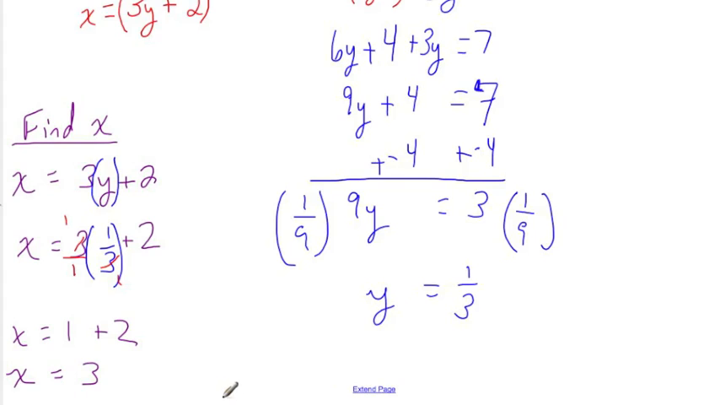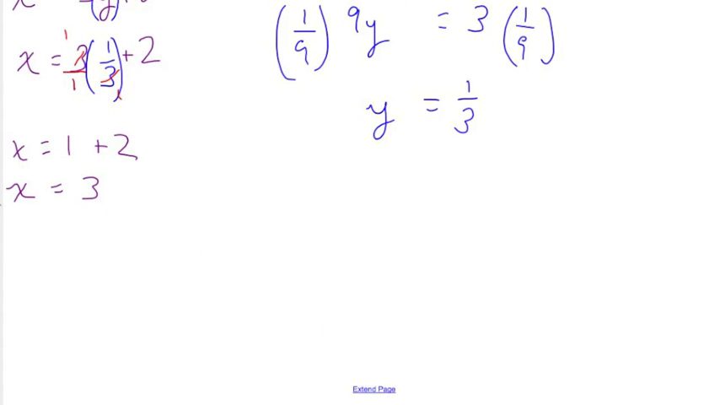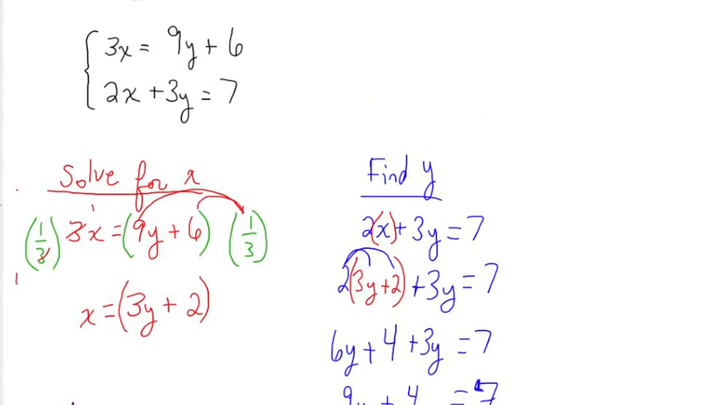Remember, whenever you're solving a system of equations, you must find both an x and a y. Don't think that once you found out what y is that you're done. You still have to find x, like we did over here. So now we can put these together in an answer. We found that x equals 3 and y equals 1/3. This is the ordered pair that will satisfy both of these equations.